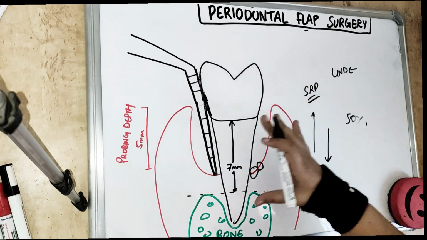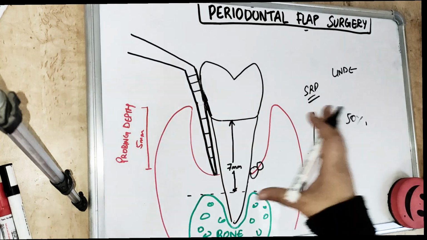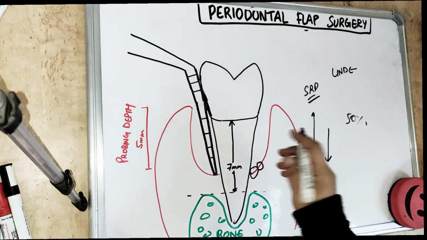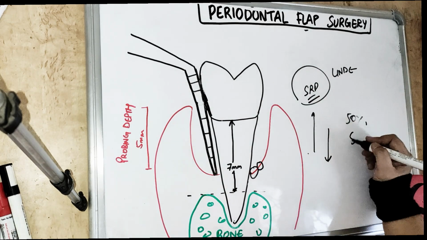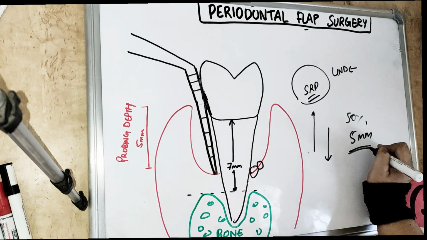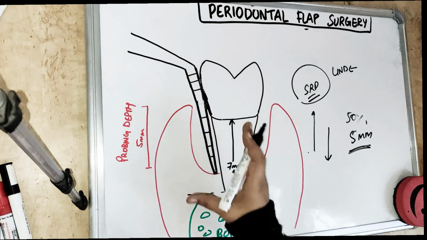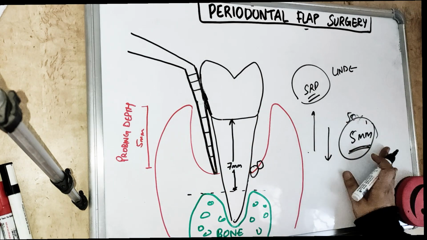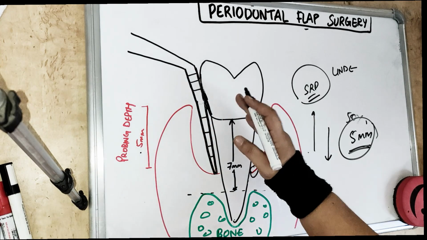He told that we should come to a probing depth above which we can do flap surgery and below which we can do the scaling and root planing procedure. He gave the value as 5 millimeters. He told this 5 millimeters as the critical probing depth, and if it is deeper than 5 millimeters, then we have to do the flap surgery.